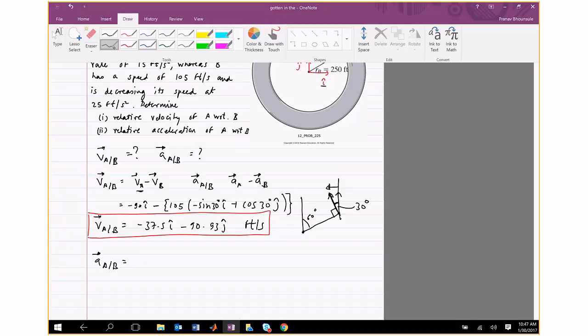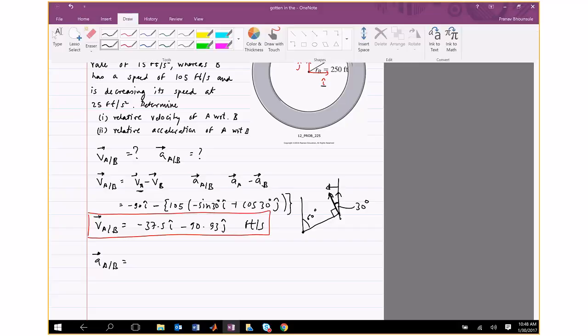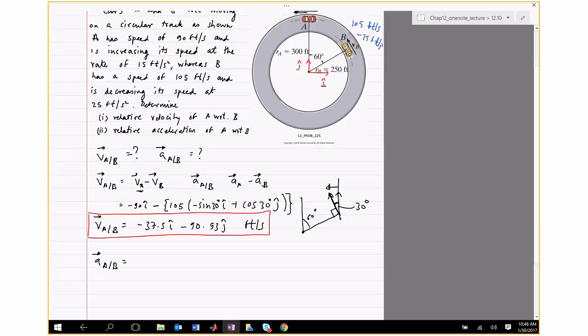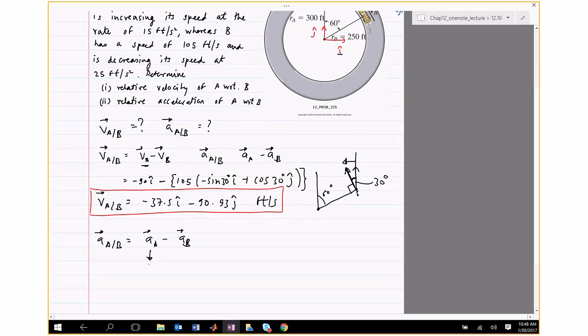Okay, so we've learned acceleration in rectangular coordinates, polar coordinates, and then tangential and normal coordinates. Now the good thing about a circle is that the acceleration in the tangential-normal coordinates is the same as the acceleration in the polar coordinates, because r and theta point in the direction of t and n. So we could use either of them. Let's just use the tangential-normal coordinates. So aB is aA minus aB. Now this is given by aT uT plus aN uN.